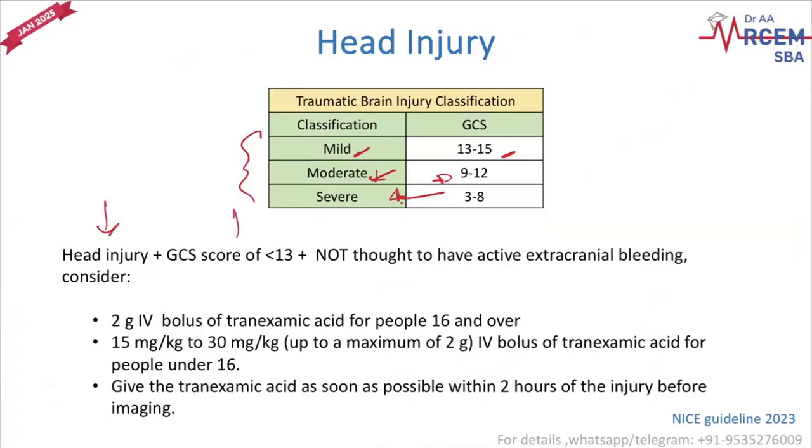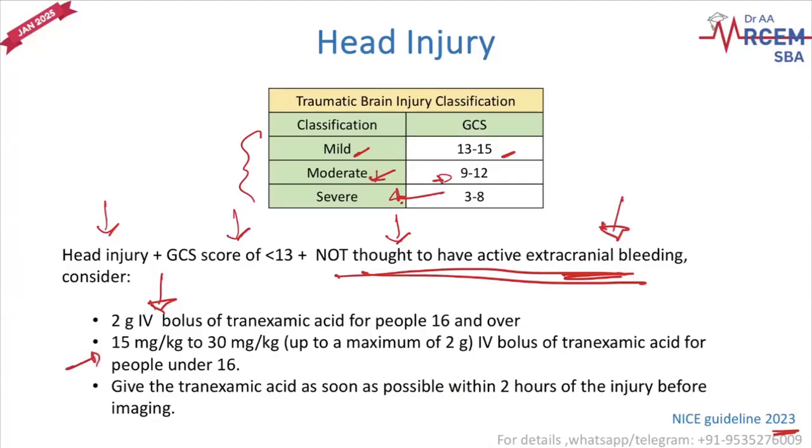If there is a head injury and the GCS is less than 13 and you're not suspecting any active extracranial bleeding, then you can give tranexamic acid 2 grams IV. This is what is mentioned in the NICE guidelines 2023. Why they consider not thought to have an active external bleeding, they have not mentioned. They might be thinking that if it is an active extracranial bleed, you can just apply pressure and stop it. Why give tranexamic acid? That might be the logical reason, but the rationale behind this is not mentioned in the NICE guideline 2023. That is the latest one.